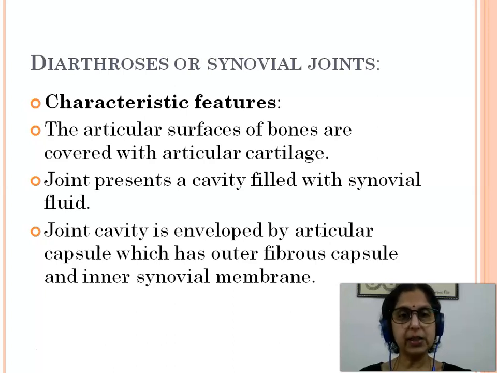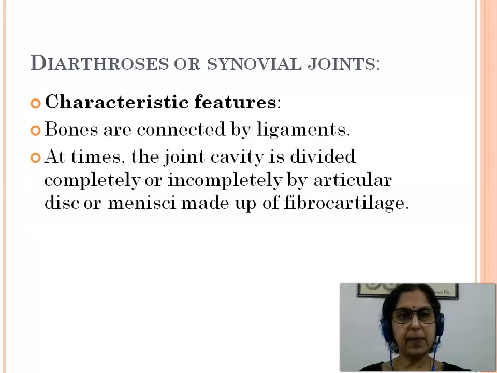The joint cavity is enveloped or covered by the articular capsule, which has two parts, an outer fibrous capsule and an inner synovial membrane. The bones are further connected or strengthened by the help of ligaments, and at times the joint cavity is divided either completely or incompletely by an articular disc or meniscus respectively, and these are made up of fibrocartilage.